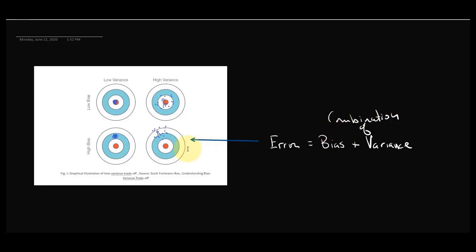So in this picture, let's say this one here, we can say that the error is some combination of the bias and the variance. So we can say that about all of these, but it's easiest to see here. So the error, which is how far we are from the bullseye, is some combination of the bias. So this has a bias, this has a center somewhere around here.